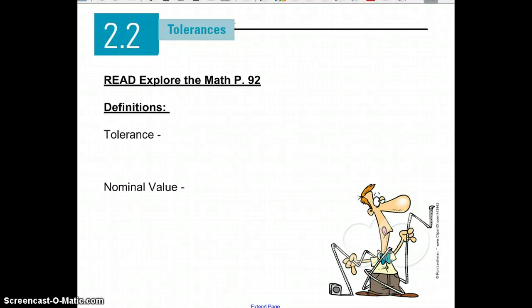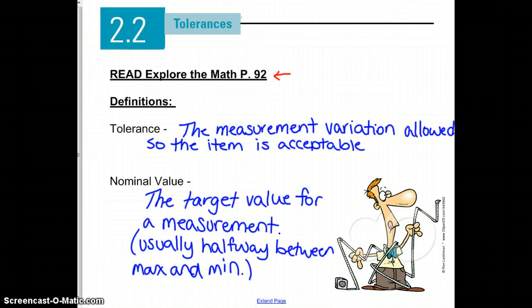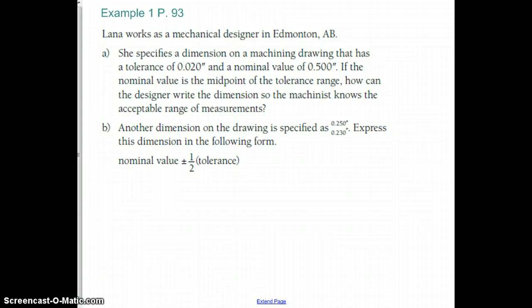We're moving on to section 2.2, which is titled Tolerances. Before you start, please read the Explore the Math on page 92 and fill out the following definitions from those pages. Just check to make sure you have the same definitions as are listed here. Then we'll move on to example 1 on page 93.